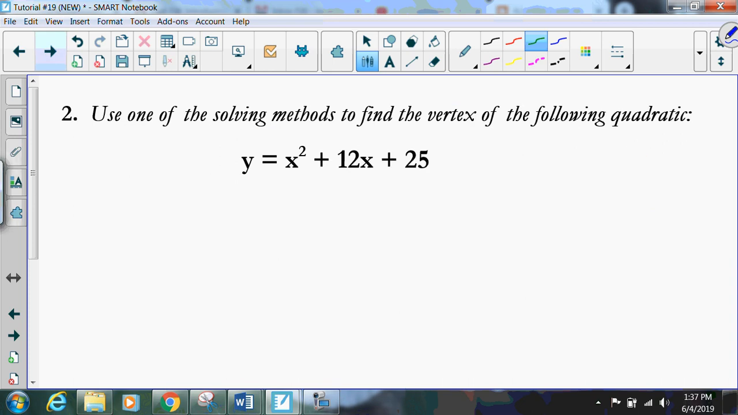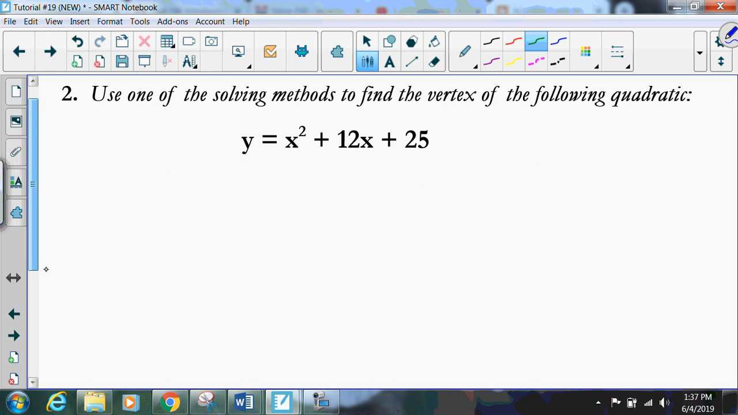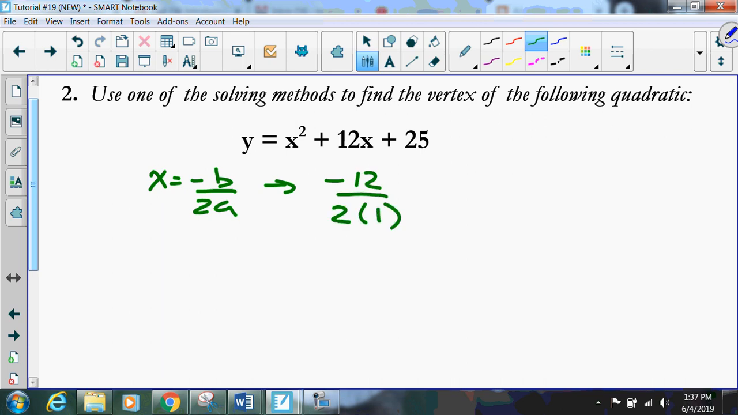All right, use one of your solving methods to find the vertex of the following quadratic. Well, we've done this a million times, it feels like, right? We know that to find the x part of the vertex, we set x equal to negative b over 2a. In this instance, b is 12, so that means it's going to be negative 12, and a is 1, right? So negative 12 divided by 2 is going to give me a negative 6.